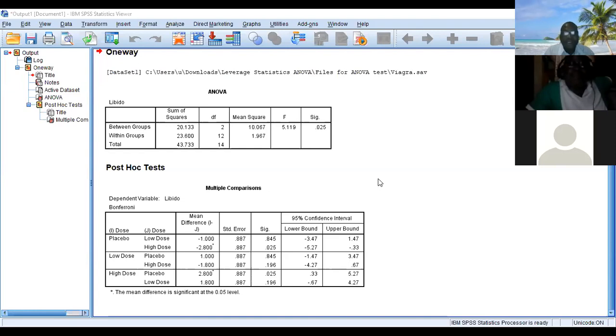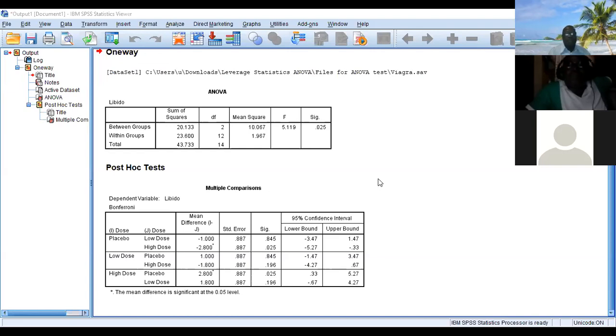And if you look at the mean difference and the confidence interval, look at the difference here. Between placebo and high dose, the difference is 2.8, and this is the confidence interval. Can you see the confidence interval does not include zero? So that's one of those things. It's significant. It doesn't include zero, from minus 5.27 to minus 0.33. Or unless you use the one that is positive.